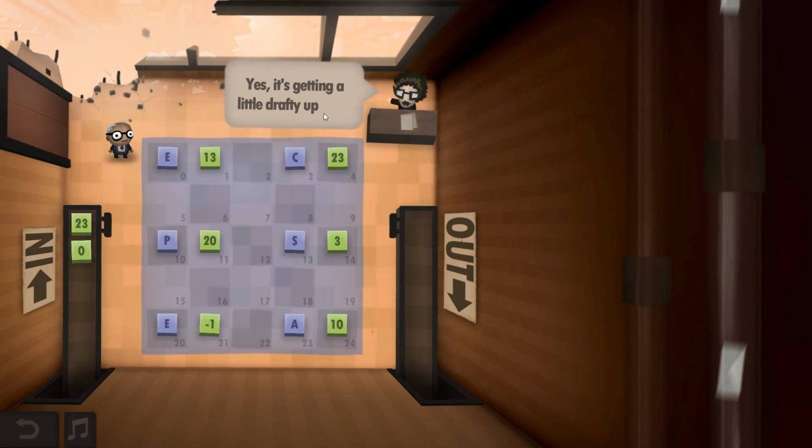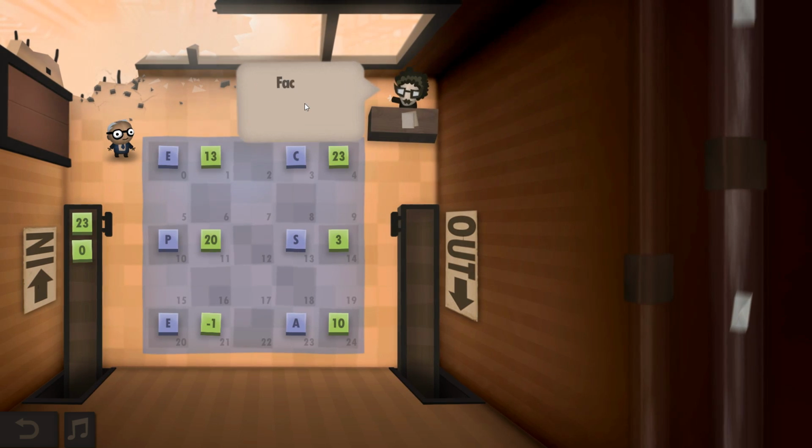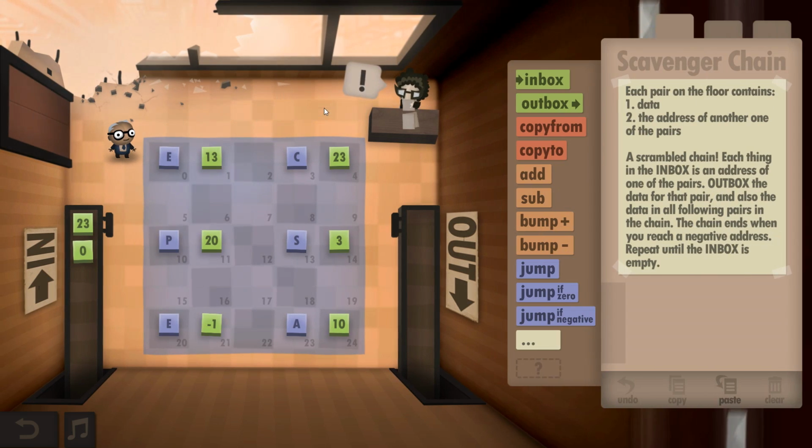Cough cough. Yes, it's getting a little drafty up here. Okay, finally someone addresses the broken window. Finally. Facilities management has been notified. Okay, but we still have work to do.